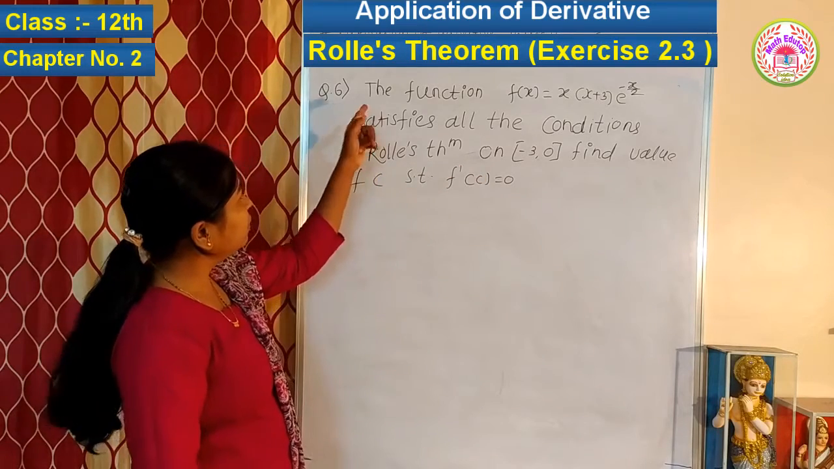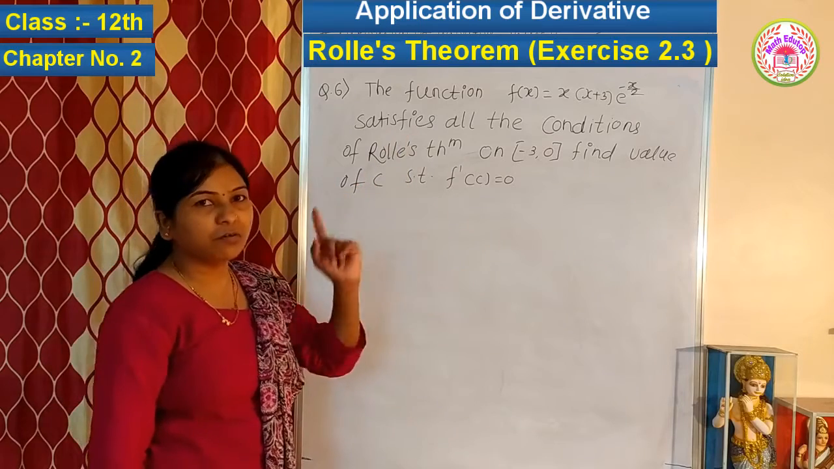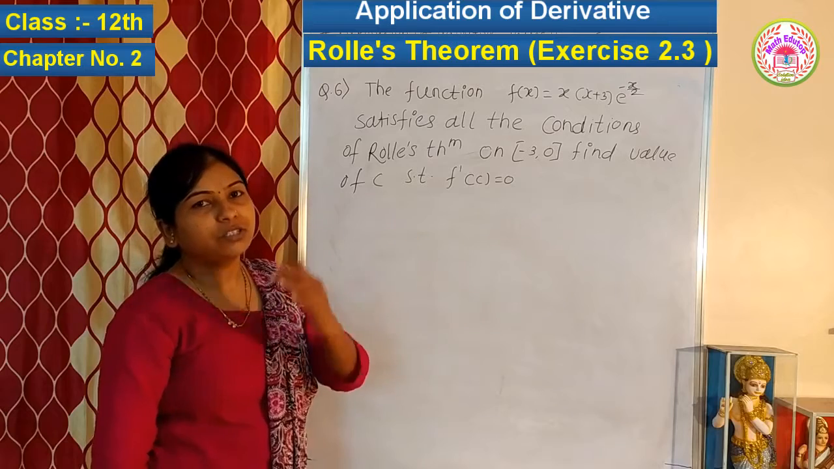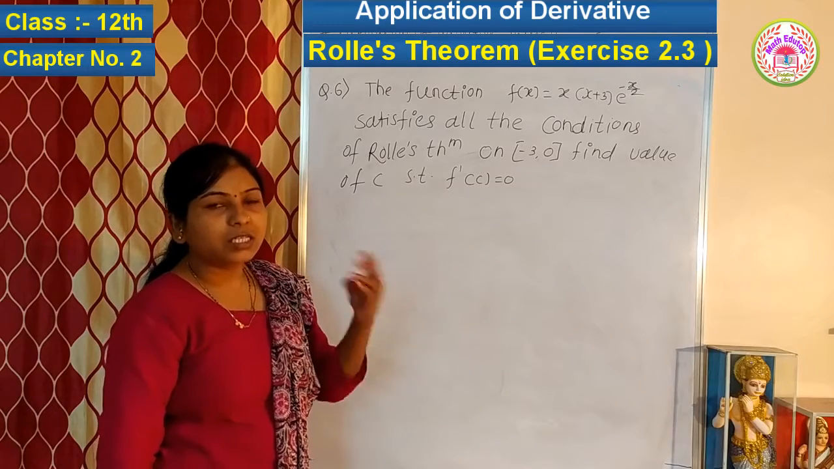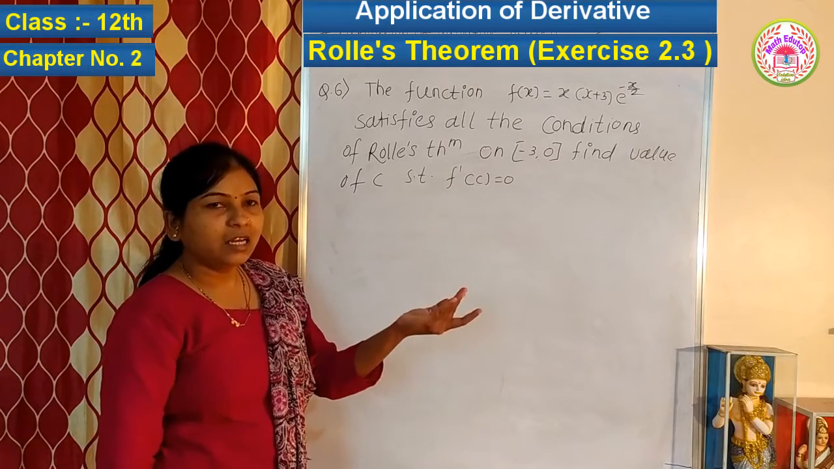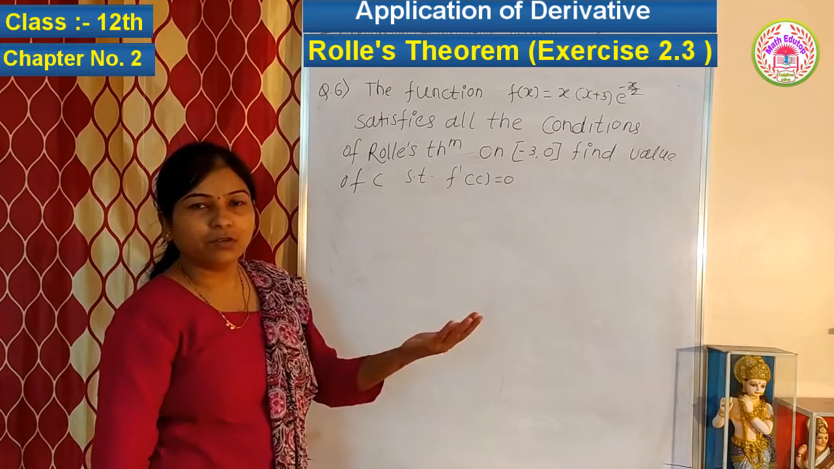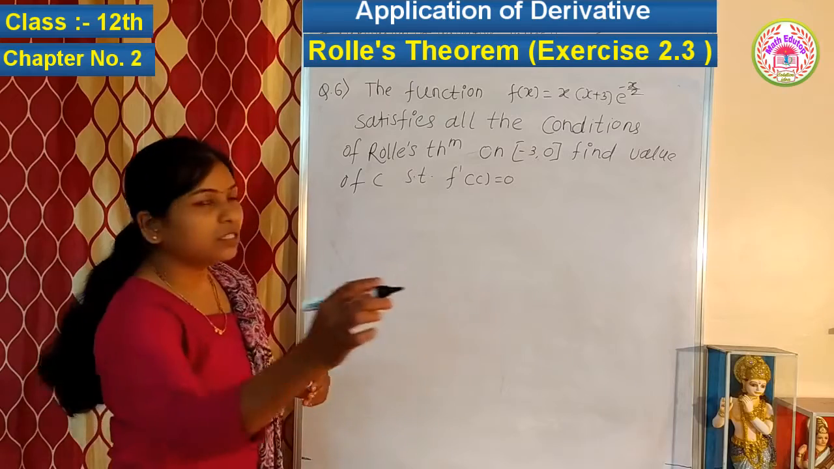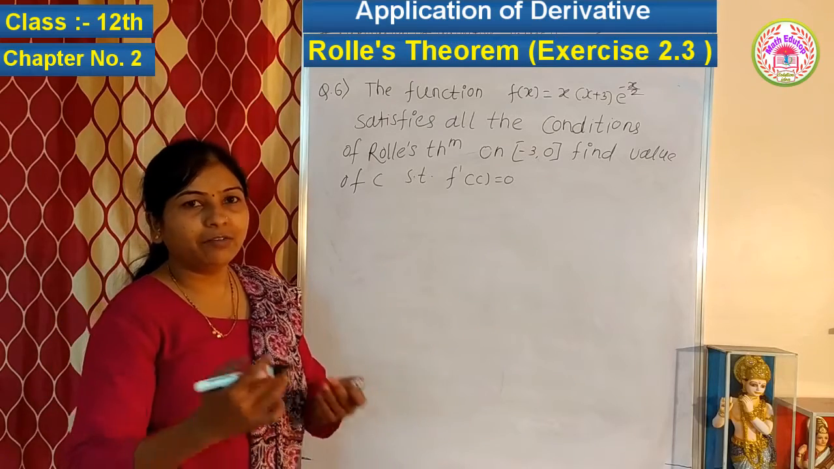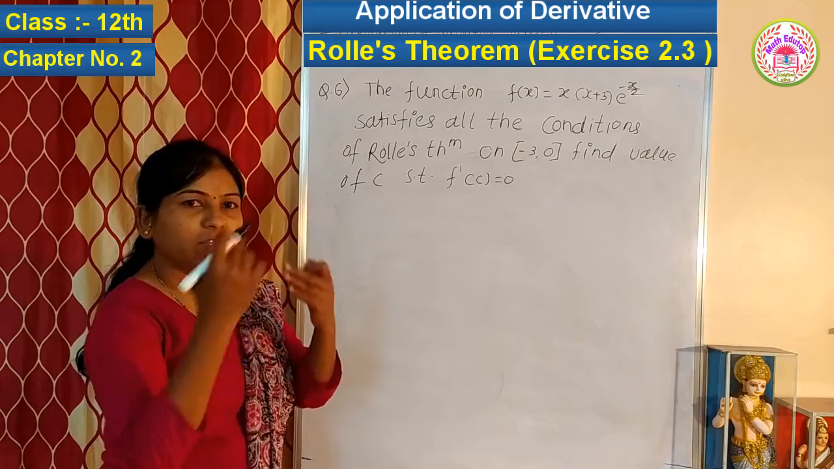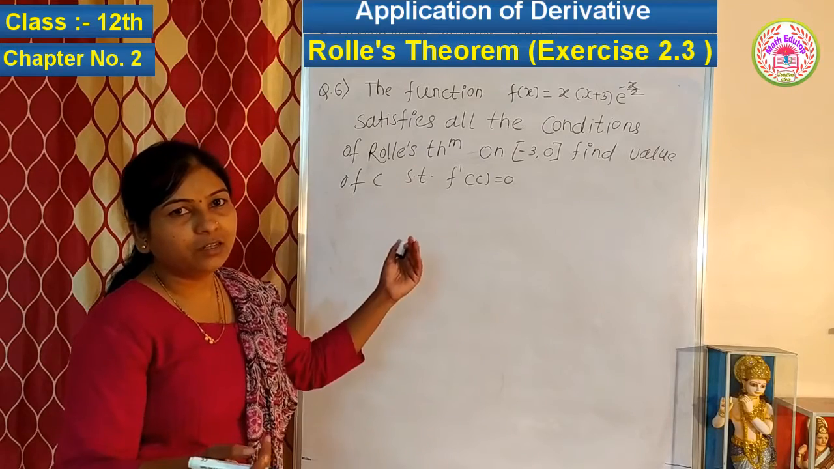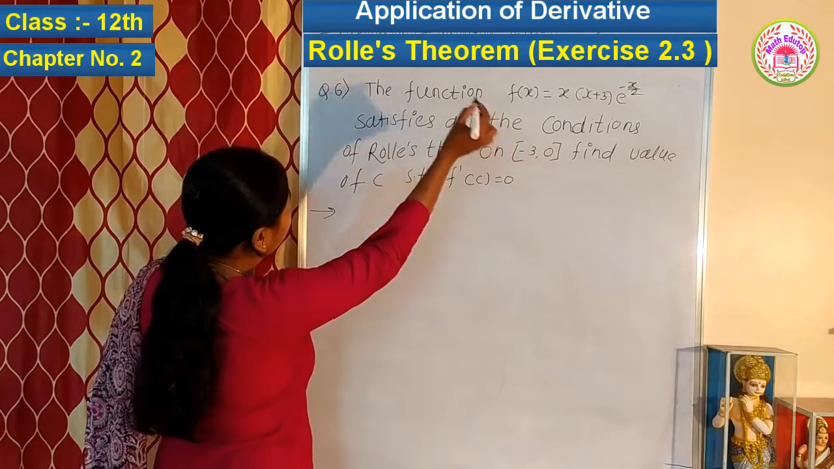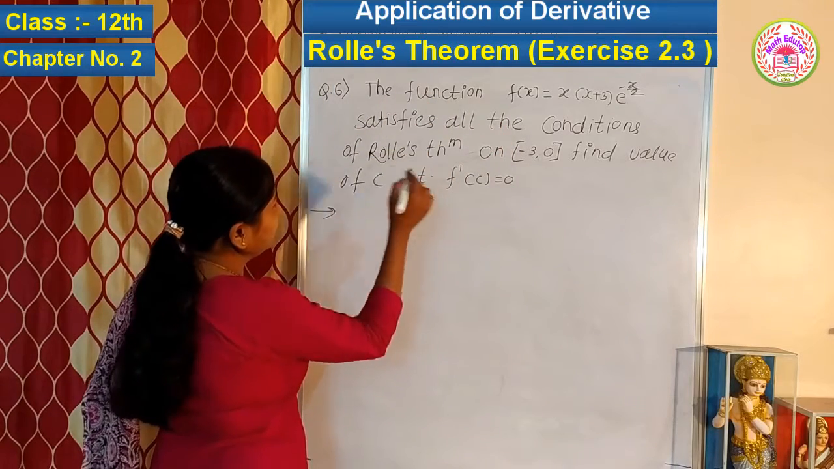So what is given? The function satisfies all the conditions of Rolle's theorem. Directly it is given it satisfies all the conditions of Rolle's theorem. That is, it is continuous, it is differentiable, and f of minus 3 is equal to f of 0. Then we have to find the point c. Then we just directly find the derivative and find the value for c. As all conditions are already satisfied, there is no need to write all the conditions again. Directly we write the function and its derivative and then find the value for c.